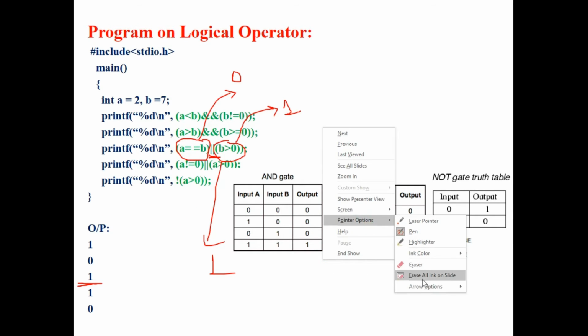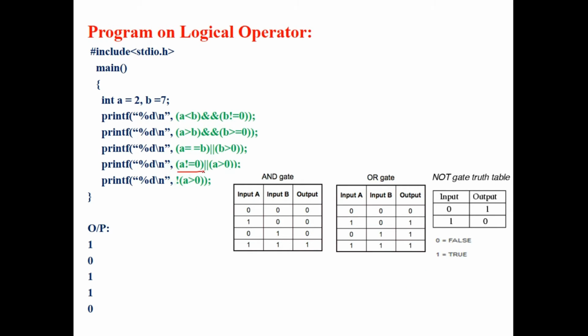Now we will go on checking the next value, that is a is not equal to 0, logical OR with a is greater than 0. A is not equal to 0, that is 2 is not equal to 0, true, so it will give output as 1.